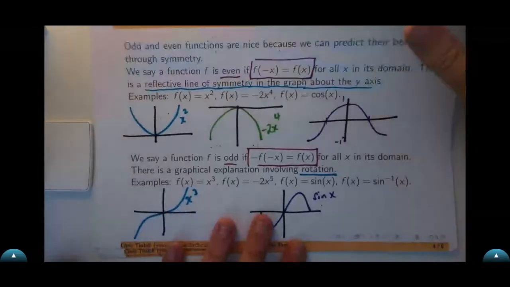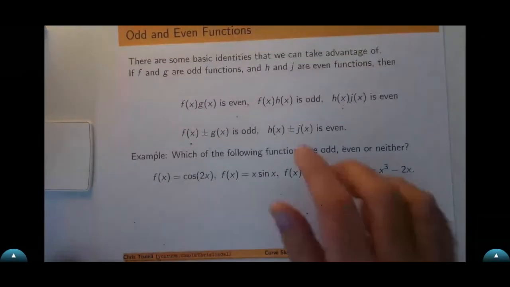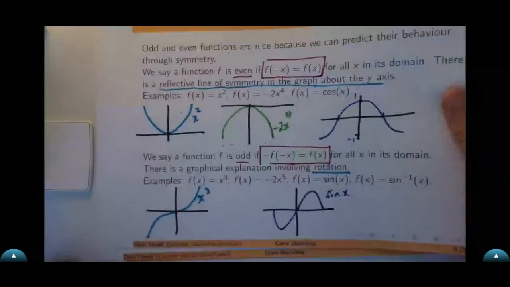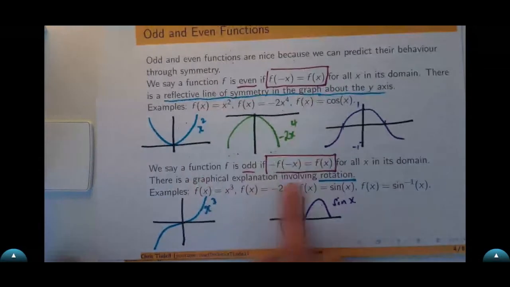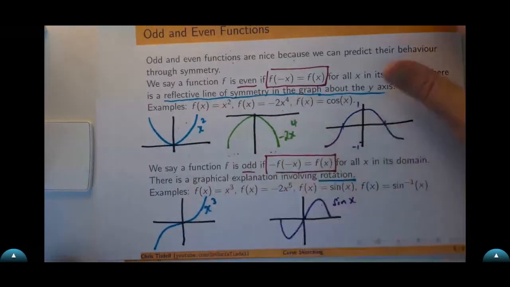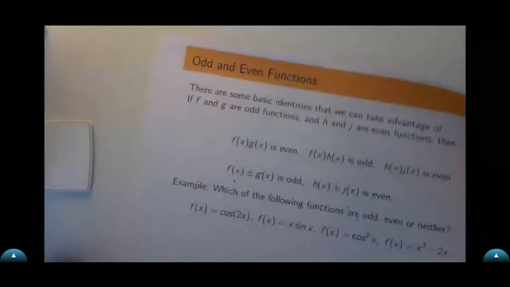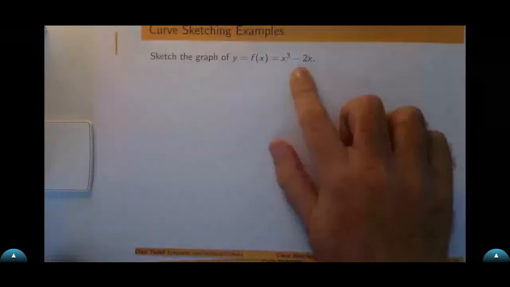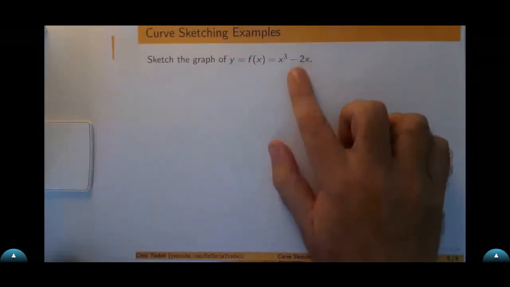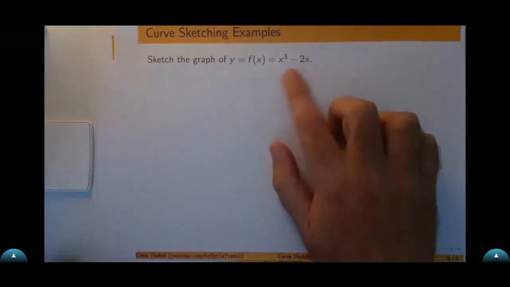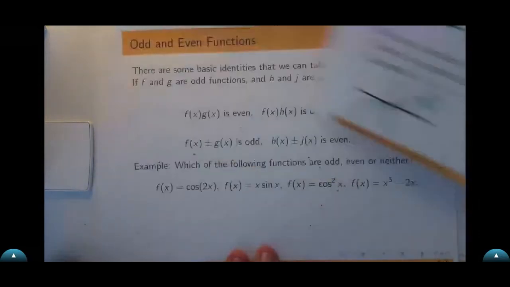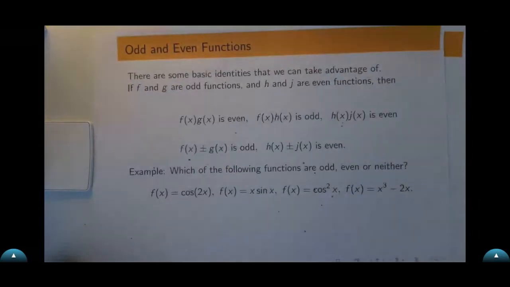All right, so let's dig down a bit more into odd and even functions and see what we can see. With these ones, it's pretty easy to work out whether they're odd or even, but sometimes we'll get a function like this one, and it's not clear whether this is odd or even. So it's pretty easy to work it out.